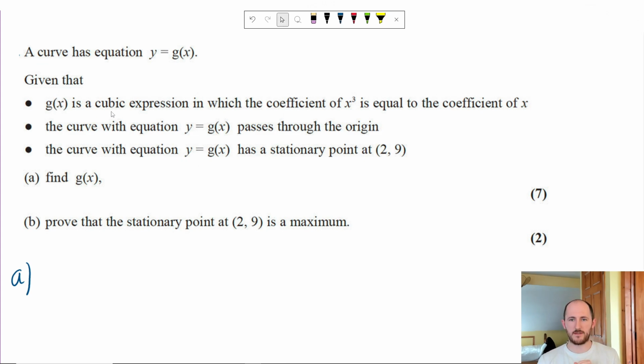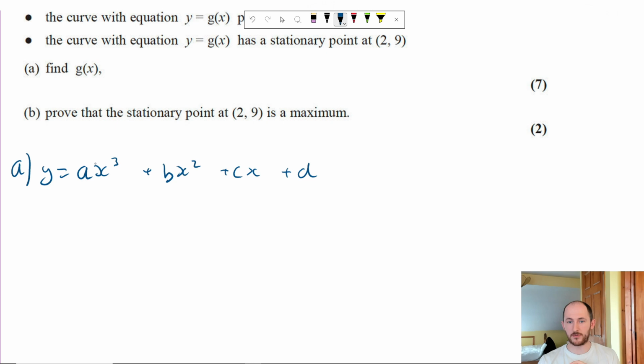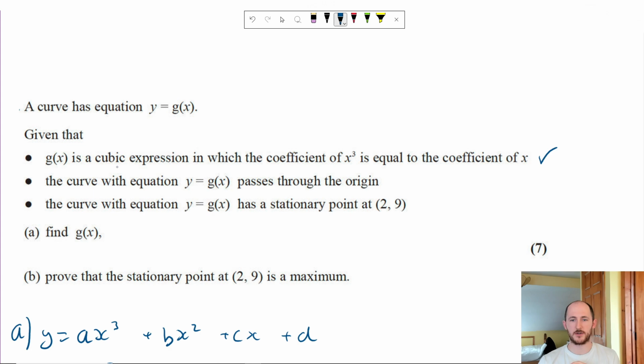Now, it tells me that g of x is a cubic. The general equation for a cubic will be something with x cubed, something with x squared, something with x, and then a constant on the end. But remember, we don't know what the numbers are in front of x cubed, x squared, x, or on the end. So that's my first step. But now it says it's cubic in which the coefficient of x cubed is equal to the coefficient of x. So in other words, both of those values are the same. So I'm going to say it's ax cubed plus bx squared plus ax plus d. That's what that is. So I've used that first piece of information.